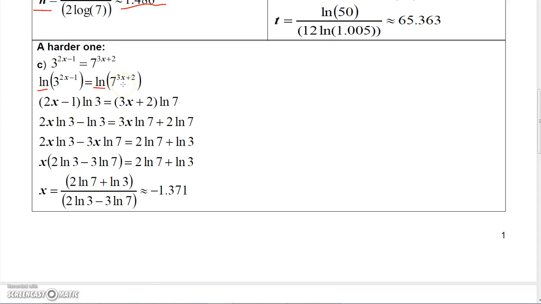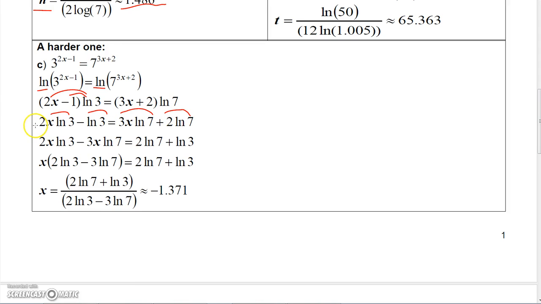And I can write this as 3x plus 2 times natural log of 7. And then when I distribute, I'm going to get 2x times natural log of 3 here, and then minus 1 times natural log of 3 here. And then over here when I distribute, I get 3x times natural log of 7 here, and then 2 times natural log of 7 here.